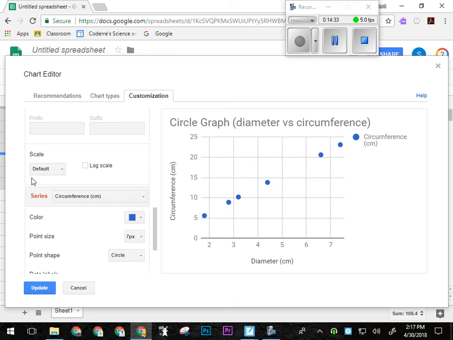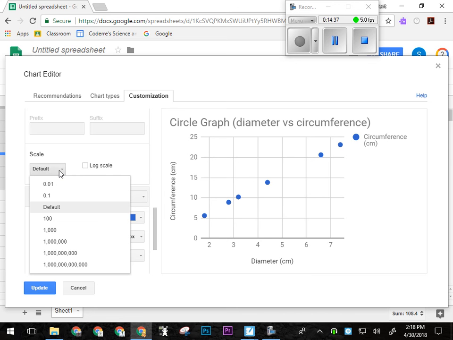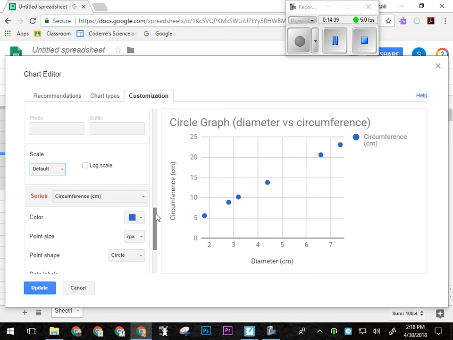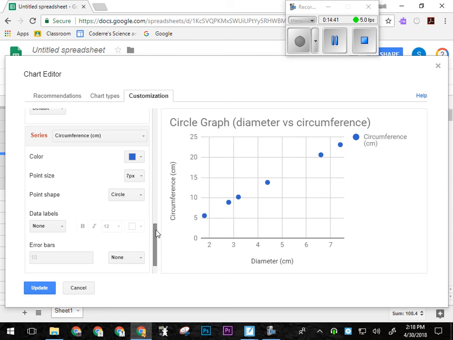Scale, same thing, right? You can change the scale, but it really messes up the graph. I would usually just leave it. And then here it'll give you a series. That's what you do if you have more than one set of points. We don't have that on this graph, so the only thing you might want to do here, I like to do this, I like to make the points a little smaller.